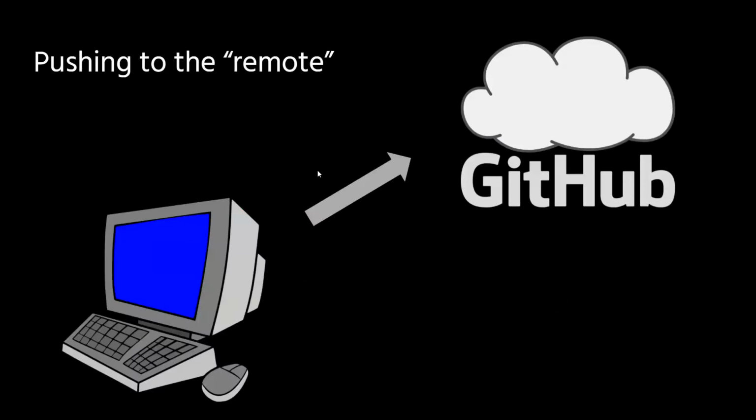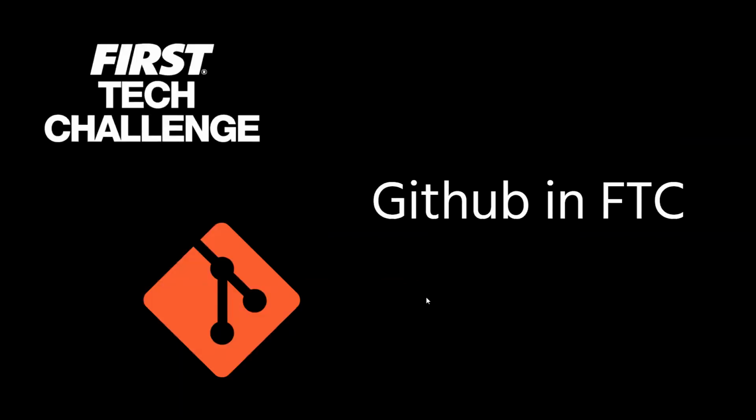So yeah, what we were talking about there is basically pushing to the remote. So what's on your computer? The computer here would be Git and the cloud up here would be GitHub, and you're transferring files from your computer to the cloud and the internet. So now I'm going to go into more details about using GitHub specifically in FTC. But before that, does anyone have any questions? All right, I guess not.